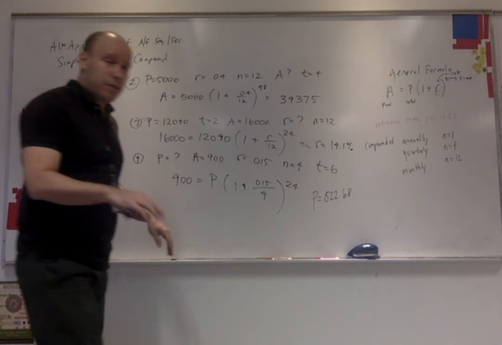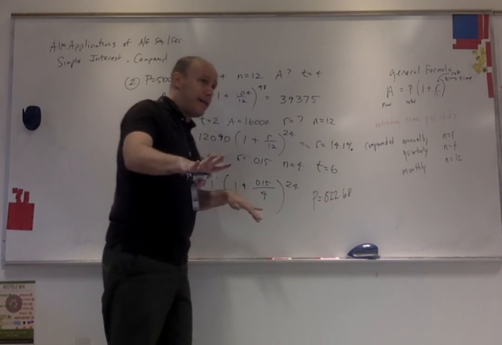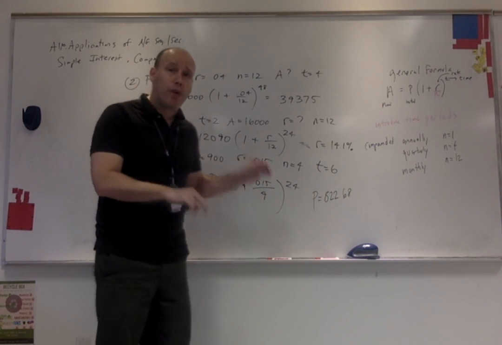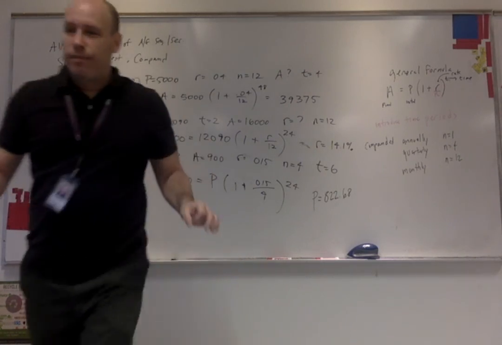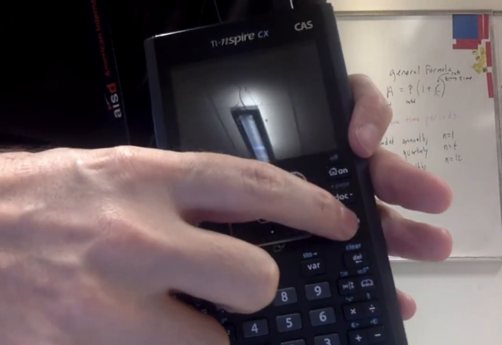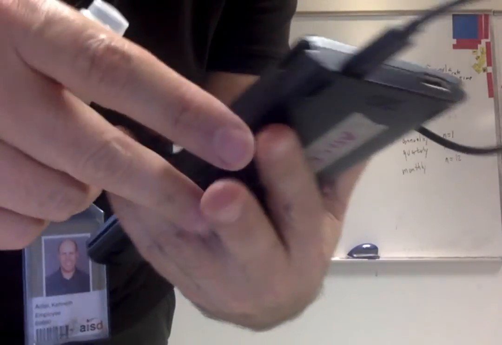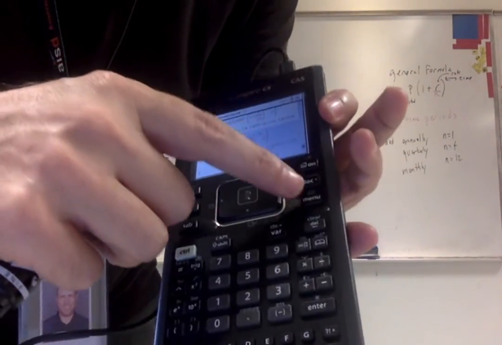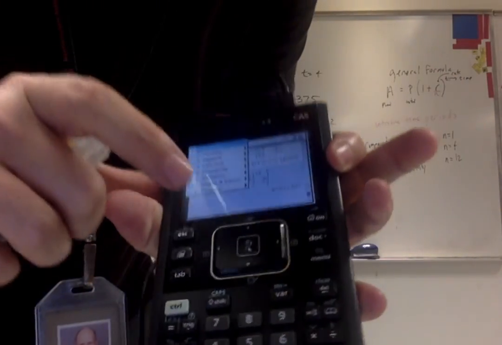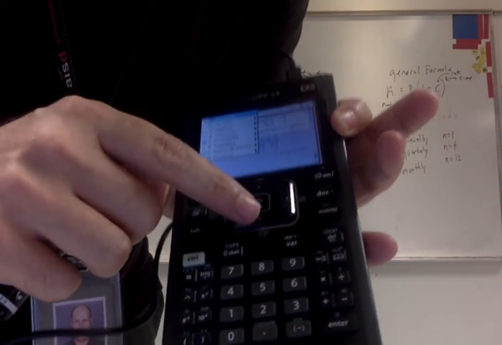Please know how to put this in your calculator. I know that my kids know how to do this. It's M-Solver. What is it? Yeah, you go to menu, right? Menu. Is my computer on? Yeah. You go to menu. And then the first thing is go to algebra.